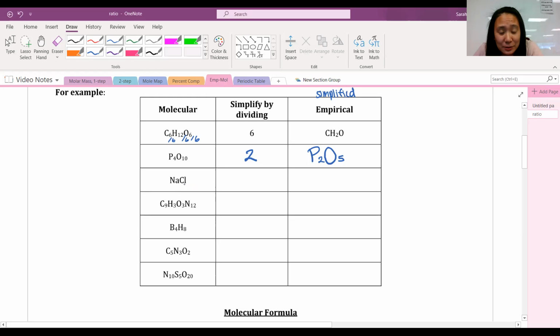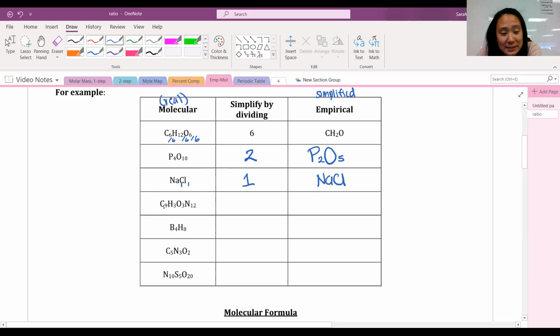Here you have NaCl. Remember that where there are no numbers, you always imply a 1. Here, we can't simplify it anymore. So you could put a 1 here, or you could put Na, but in this situation, the molecular formula, which is called the real formula, is the empirical formula. They are the same exact thing because we can't simplify it any further.